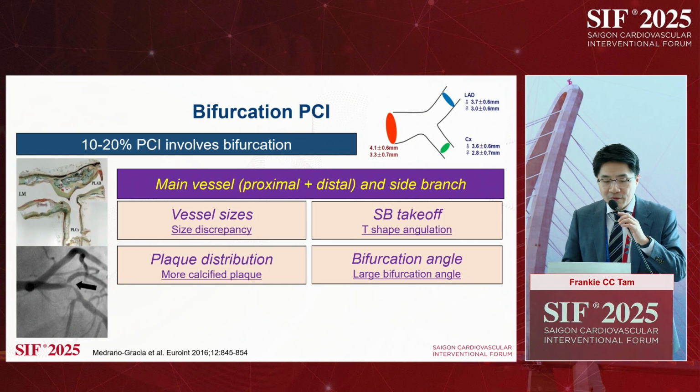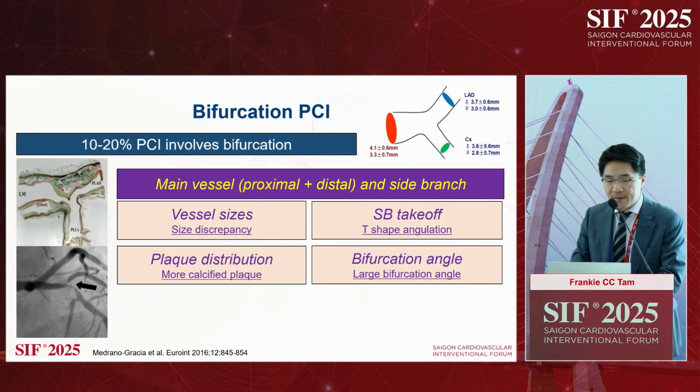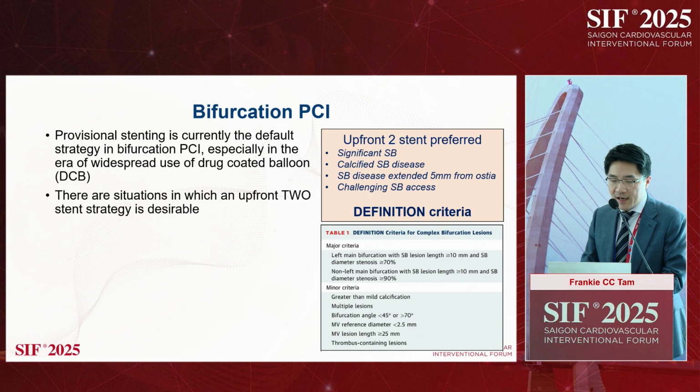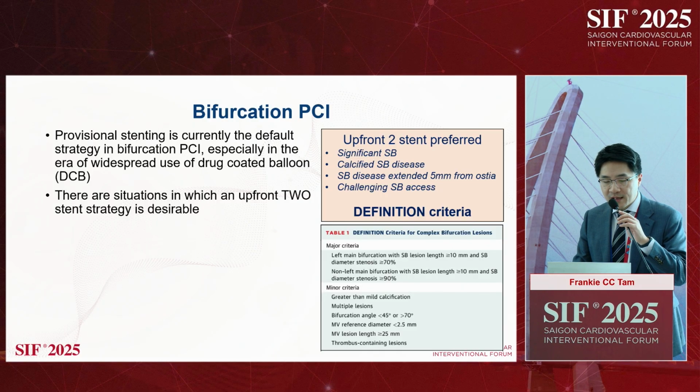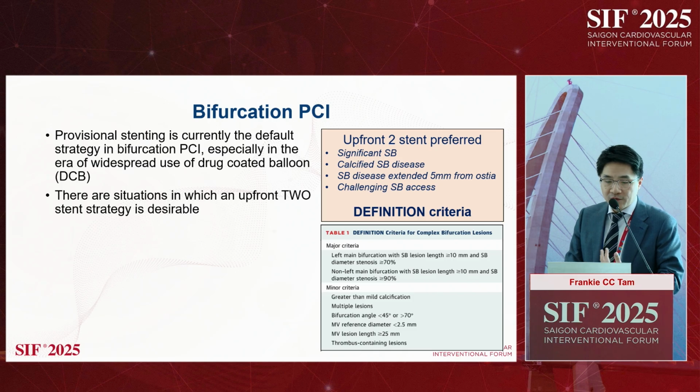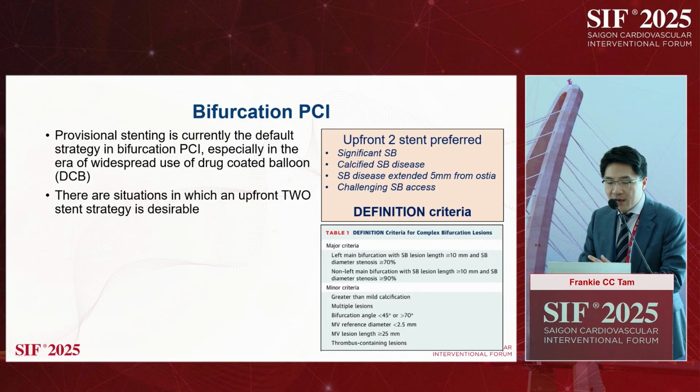We know that bifurcation PCI is around 10 to 20%. In bifurcation, we always have the proximal main branch, distal main branch, and the side branch. Nowadays, provisional stenting is the default strategy, especially as we use a lot of DCB, which I would frankly say reduces the need for a two-stent strategy. So young fellows or trainees may have fewer chances to perform an upfront two-stent strategy. However, in real life, there are some situations where an upfront two-stent strategy is desirable.